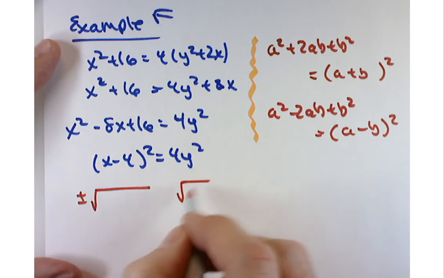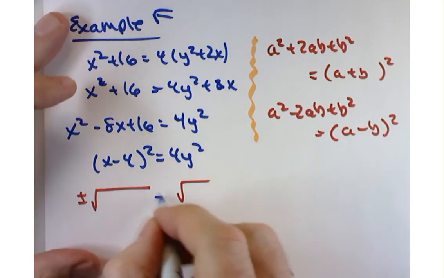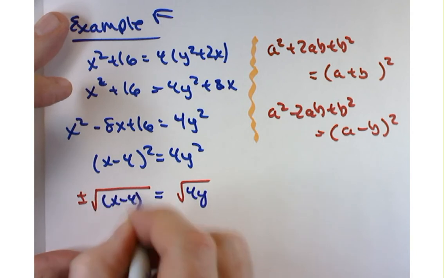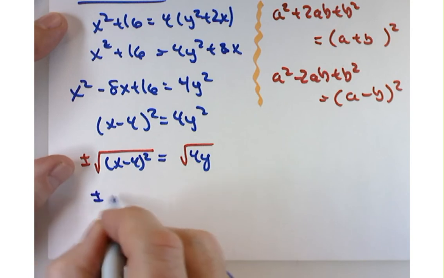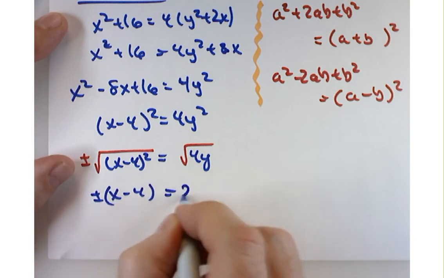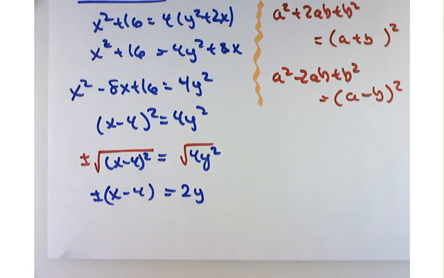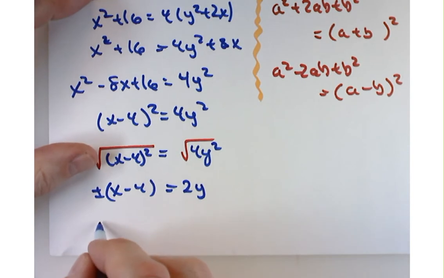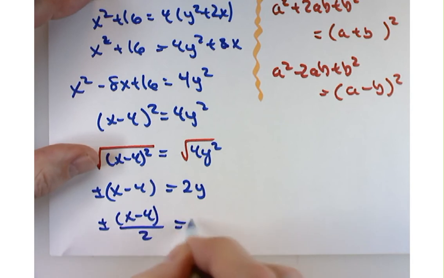So on the right-hand side, that means we're going to take plus or minus, or excuse me, on the left-hand side, we're going to take plus or minus the square root. On the right-hand side, we'll just take the square root. You're only going to use 1 plus or minus. So this is going to be plus or minus x minus 4 equals 2y. And you can divide both sides by 2 if you want. So it's going to be plus or minus x minus 4 over 2 equals y.